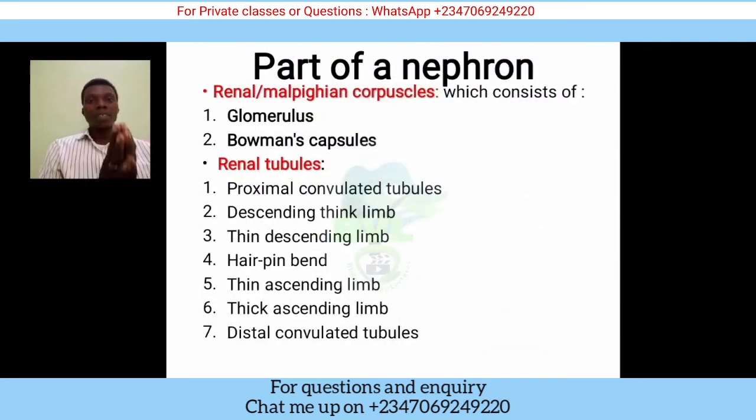Now, what are the parts of the nephron? I think I've mentioned that, but just for simplicity in arrangement, that part up there is called renal corpuscle or malpighian corpuscle. It contains two parts, just as I showed you earlier, glomerulus and Bowman's capsule. The Bowman's capsule is otherwise called renal capsule. Then the tubular aspect is made up of the following: proximal convoluted tubule, descending thick limb of Henle, thin descending limb, hairpin bend, the thin ascending, the thick ascending, then distal convoluted tubule. Then we have the collecting duct. I didn't add that here.